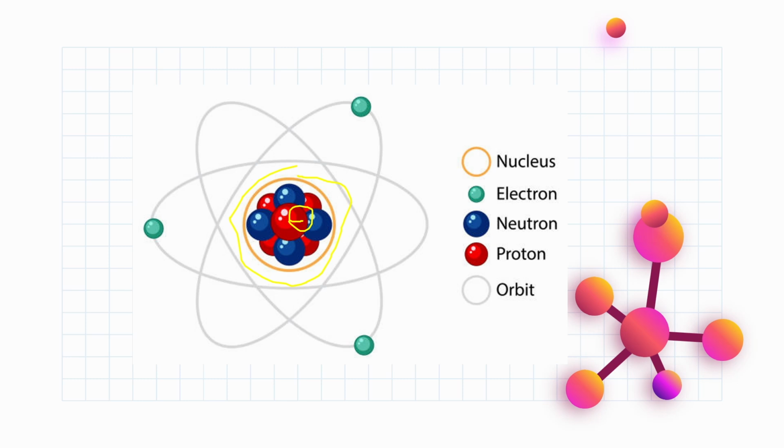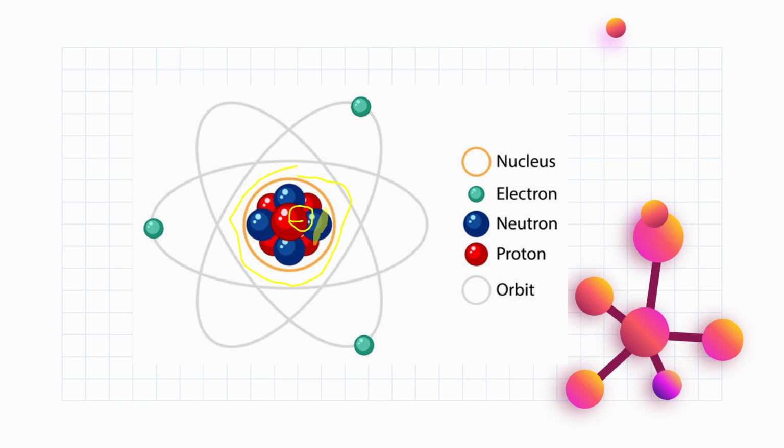Next, we also have neutrons. These are the blue circles. Neutrons have no charge. They are neutral. That's why they are called neutrons. They help hold the atom together and give it some weight.